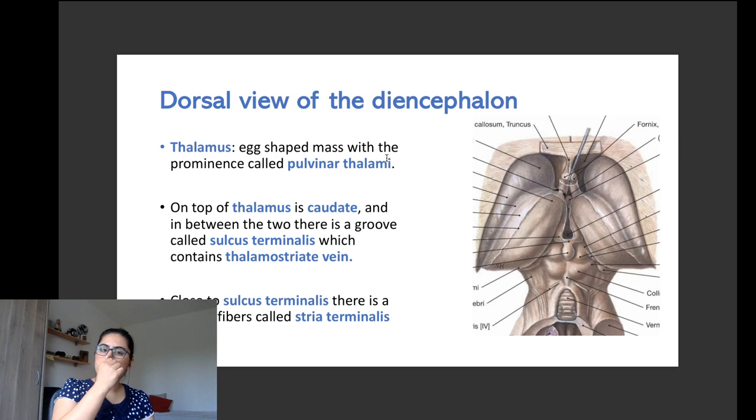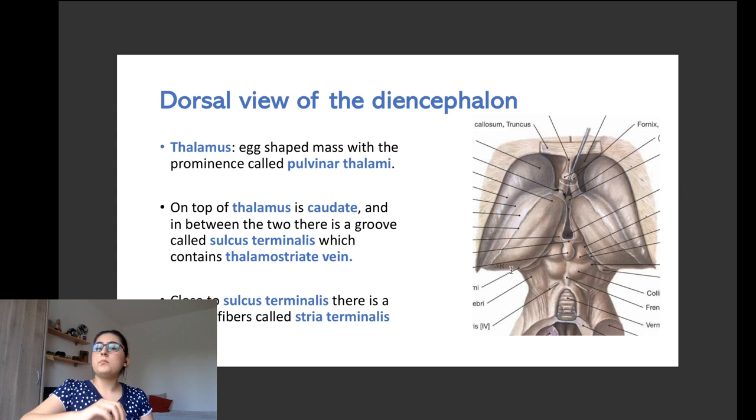The dorsal view of the diencephalon contains, the first thing you notice is this massive egg-shaped structure, which is called the thalamus. The thalamus, as you probably already know, consists of many nuclei, but the nucleus, particularly at the back, is called the pulvinar nucleus. And that pulvinar nucleus makes this bump. You can see that over here you have this bump on the thalamus, and that's called the pulvinar thalami. Why? Because the bump is made by the pulvinar nucleus, so it's called pulvinar thalami.